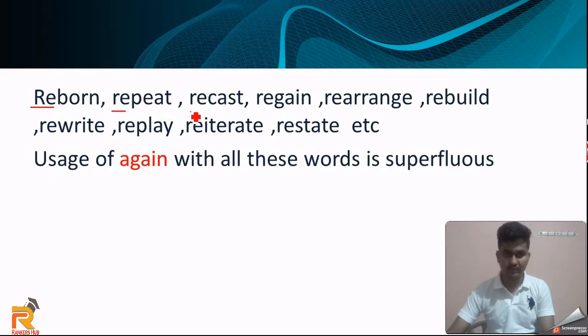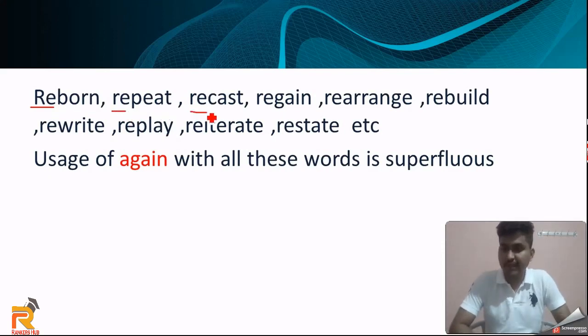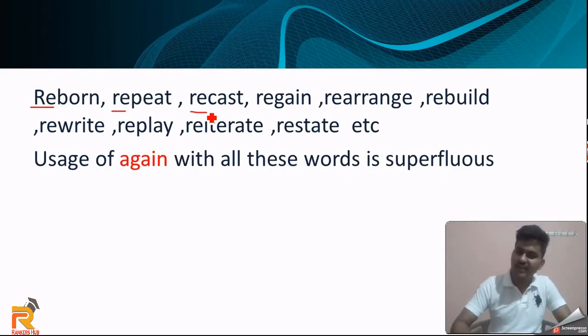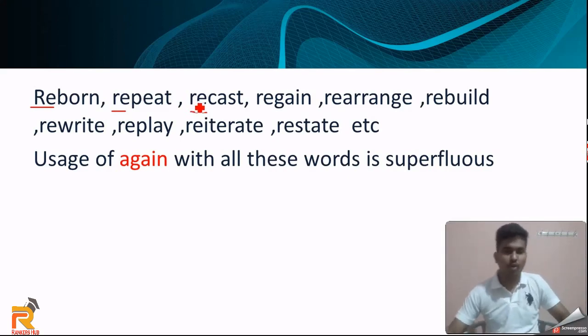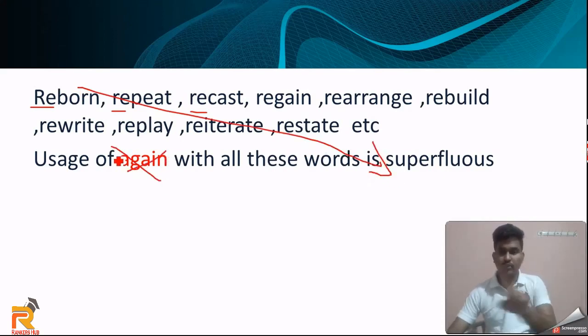See, guys, the "re" prefix is the same, right? Reborn. Reborn means taking birth again, right? Repeat, right? Repeating means it itself is repeating, so "repeat again" is not going to be correct. Recast, casting again, it itself contains "again", so don't say "recast again". "Regain again", no, not correct. "Rearrange again", don't do that. Arrange again itself is rearrange, right? So obviously all these words are not going to take the word "again", so usage of "again" is not going to be correct with this list.